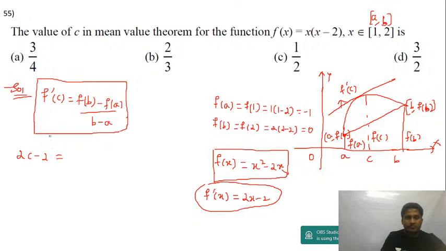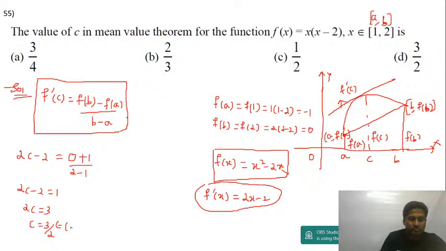f of b is 0, which we already found out. f of 1 is minus 1, so minus and minus is plus 1, upon b minus a, that is 2 minus 1. You get 2c minus 2 is equal to 1. I get 2c is equal to 3, and then c is equal to 3 upon 2. 3 by 2 obviously belongs to the open interval (1, 2). 1.5 belongs to (1, 2). Answer is 3 upon 2.